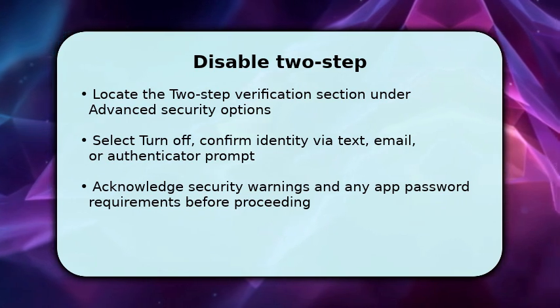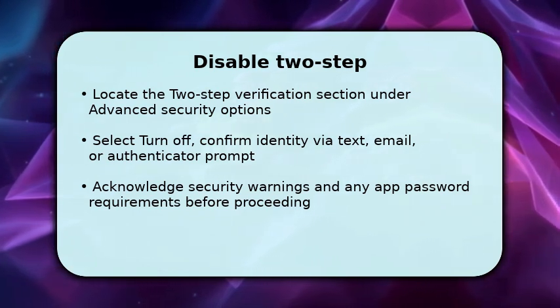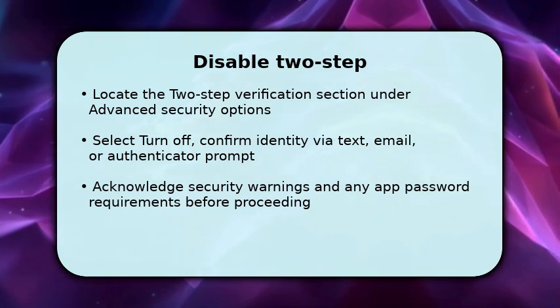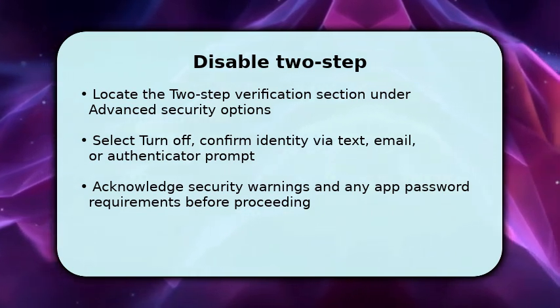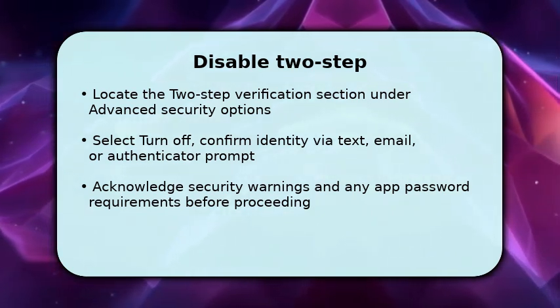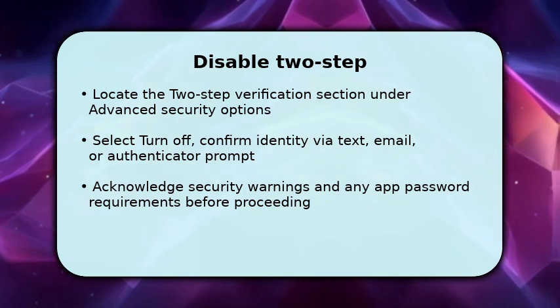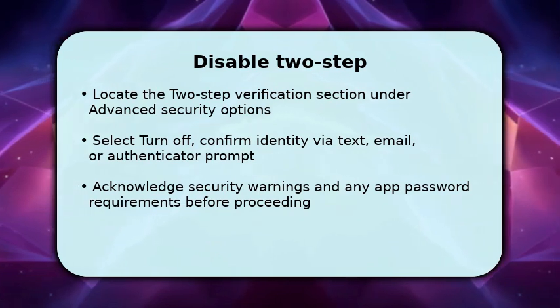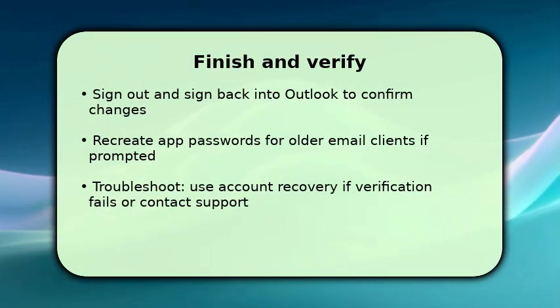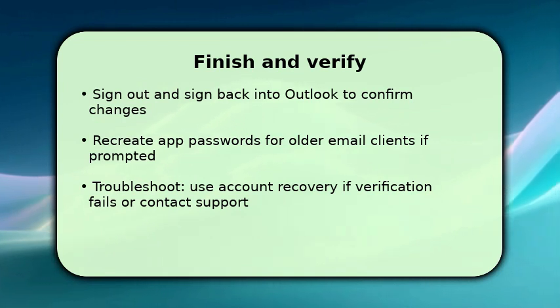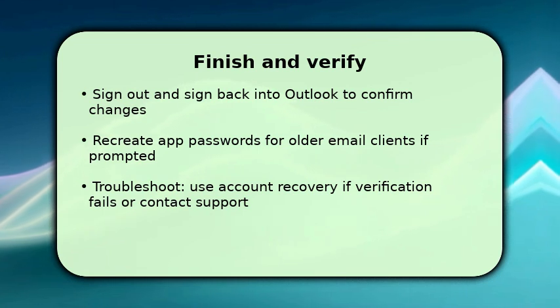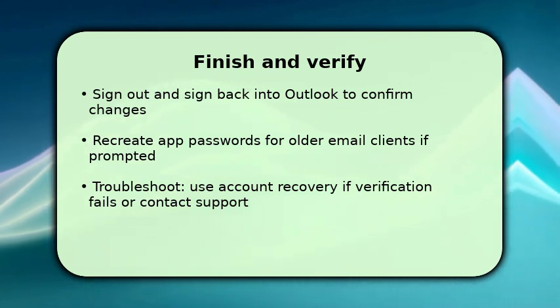You must acknowledge the security warnings about reduced account protection and any impacts on older apps. Make sure to note any app passwords you'll need to recreate. After confirming, the system will process and disable two-step for your account. Finish by signing out and signing back into Outlook to verify that two-step is disabled and that your session behaves normally. If you use older email clients, recreate any required app passwords now so Mail Sync continues.